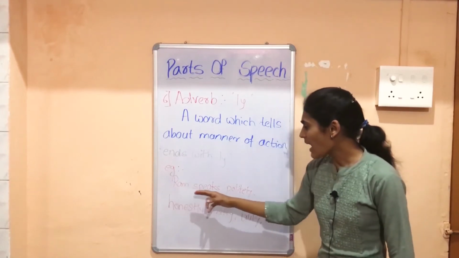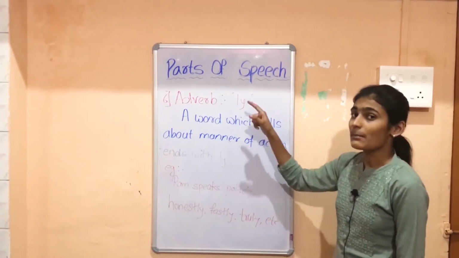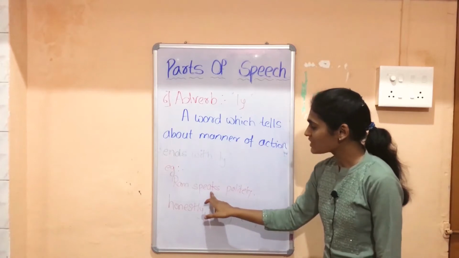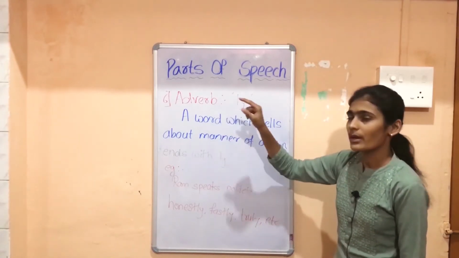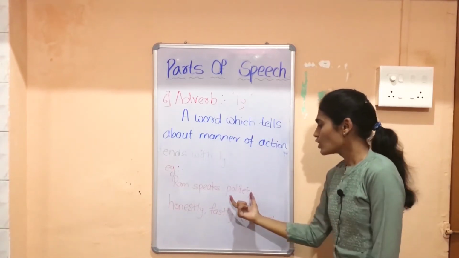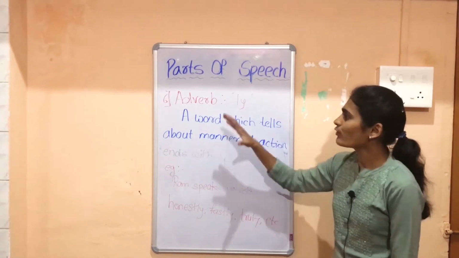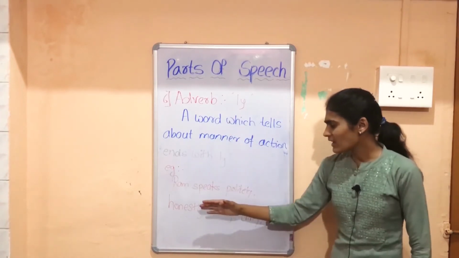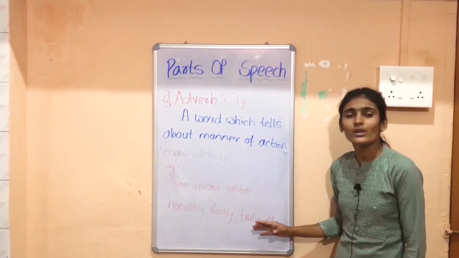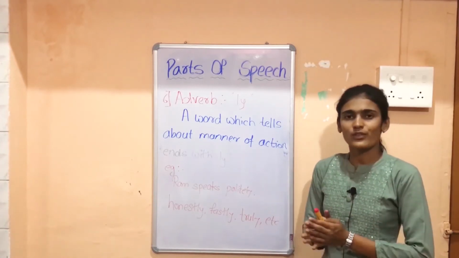For example, Ram speaks politely. It tells about the action. What is the action? The action is speaks. And what is the adverb? It tells about the manner of the action. So politely is an example of an adverb. Such examples like honestly, fastly, truly, etc. are the examples of the adverb.